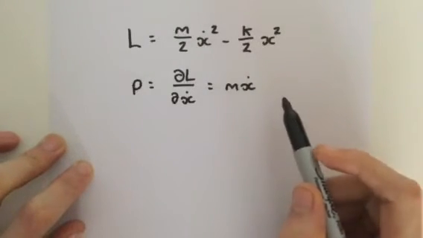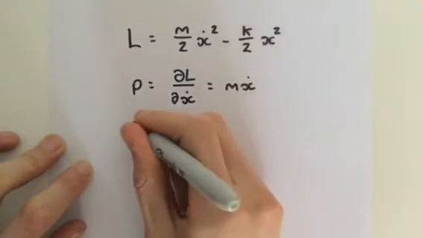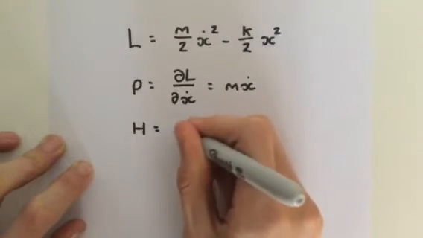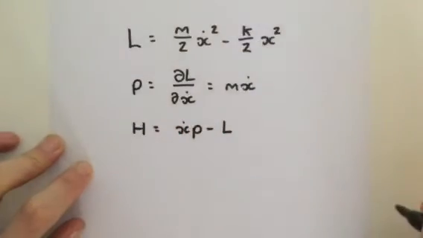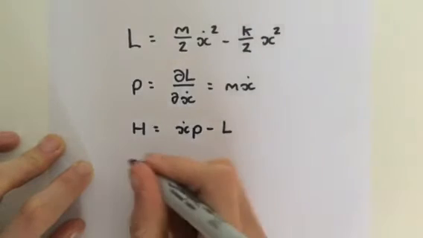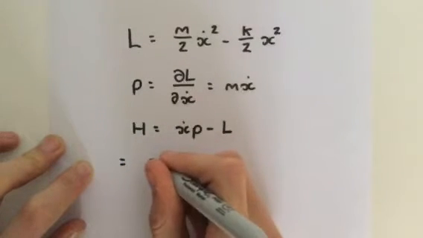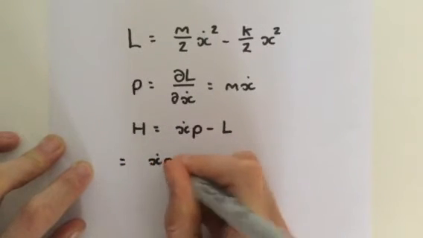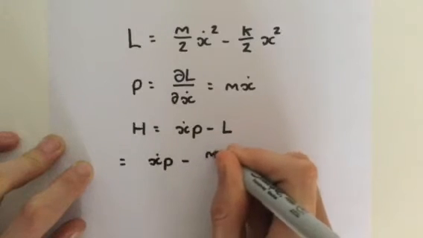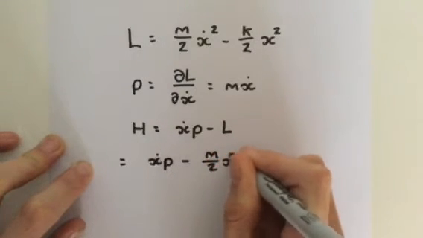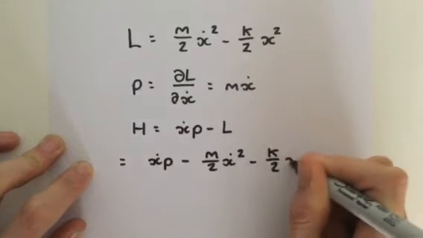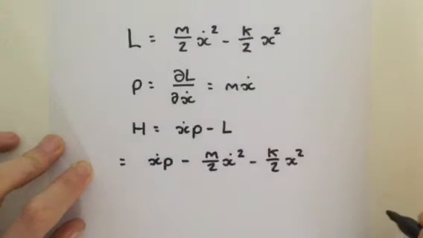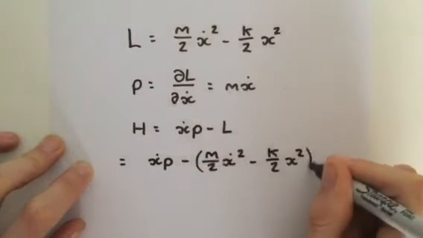Okay, so we know that the Hamiltonian H is equal to x dot times your momentum minus your Lagrangian. Okay, so this is going to equal x dot times p minus m over 2 x dot squared minus k over 2 x squared, like so. Okay, so let's put that in brackets like so.